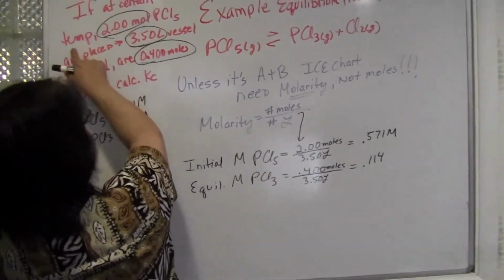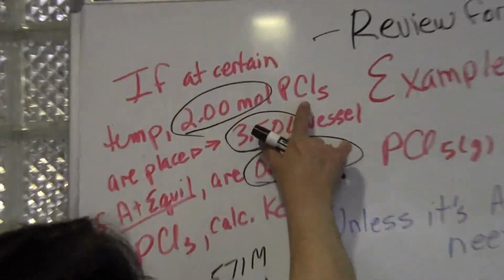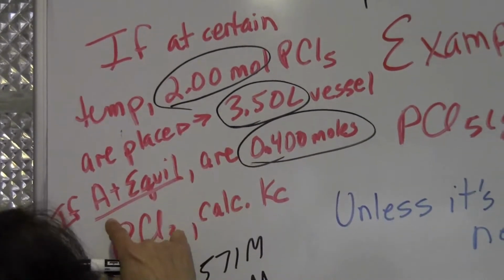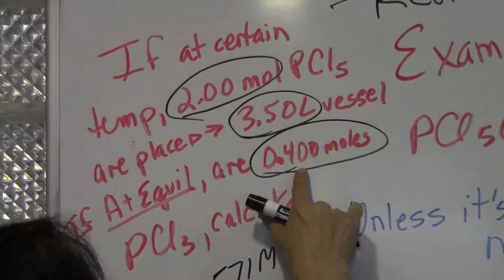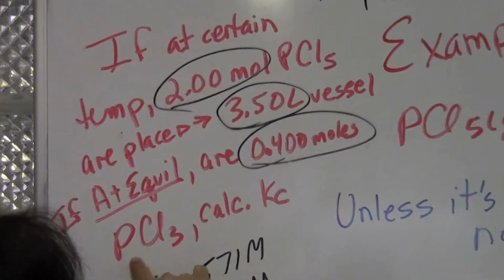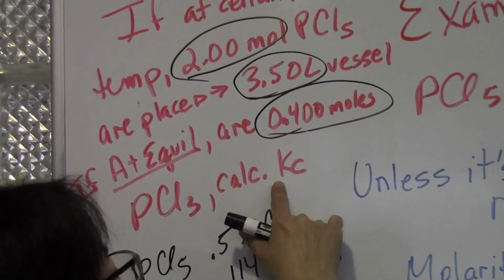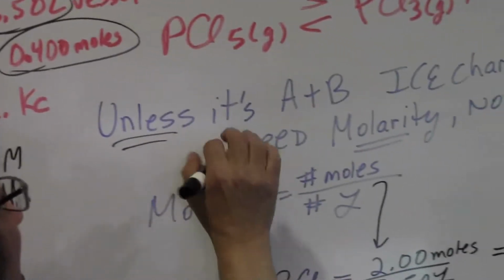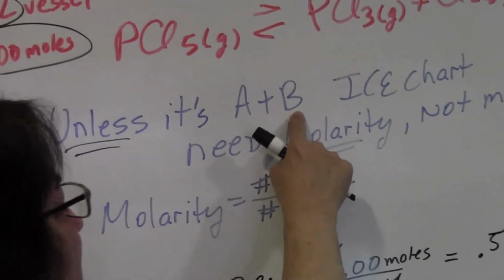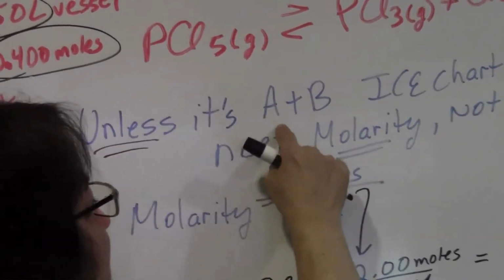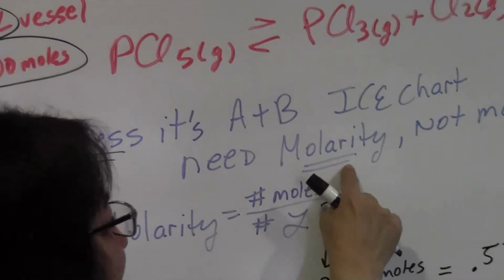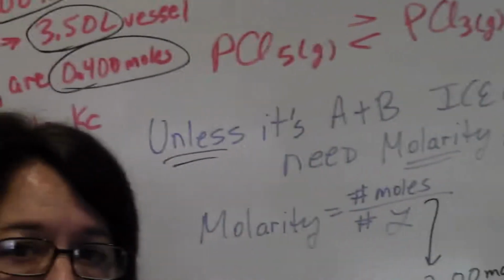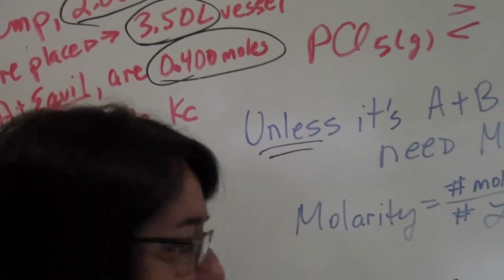So, if at a certain temperature 2 moles of PCl5 are placed into a 3.5 liter vessel, and if at equilibrium there are 0.400 moles of PCl3, they want to know the value of the equilibrium constant. So remember, this is important. Unless it's an acid and base reacting, which we don't have, you need to have molarity in the chart, not moles. And the formula for molarity is number of moles divided by number of liters.